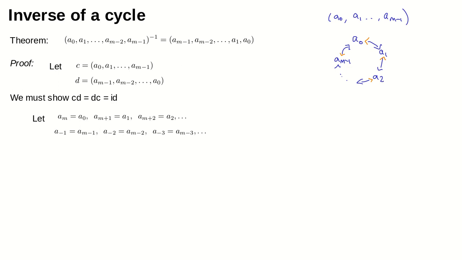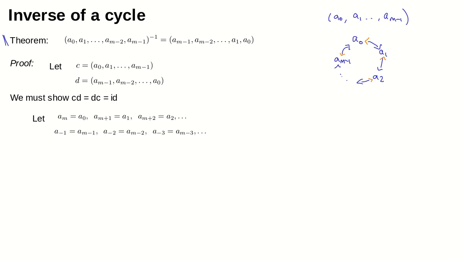So that's what this theorem, which we're going to prove now, says. It says that if you take an M cycle, which you write as A0, A1 up to AM-1, then the inverse of that cycle is equal to another M cycle whose entries are just the A's written in the opposite order.